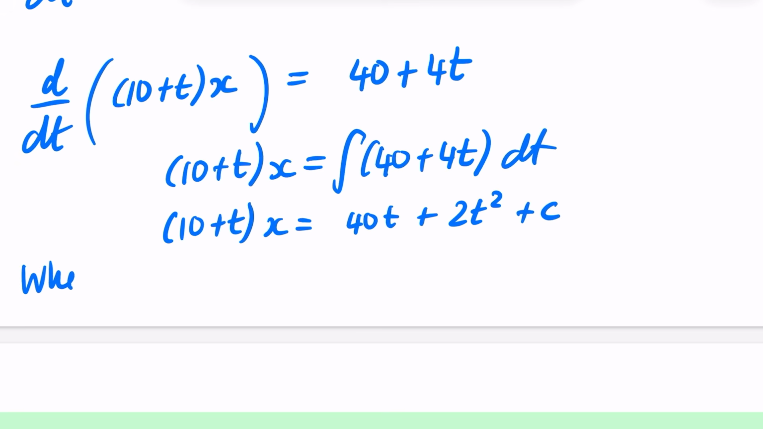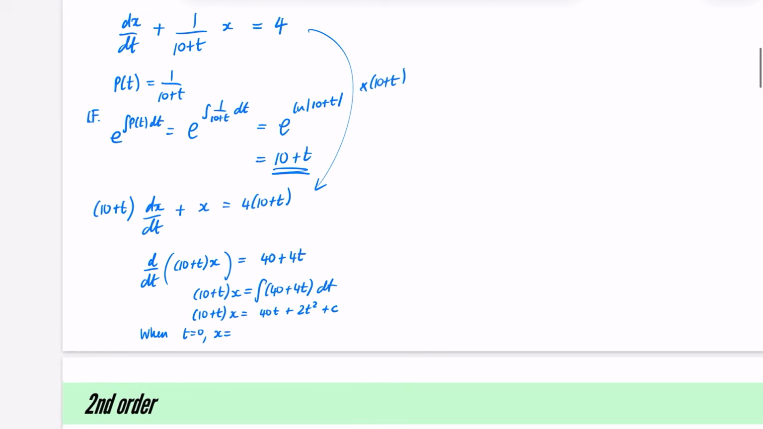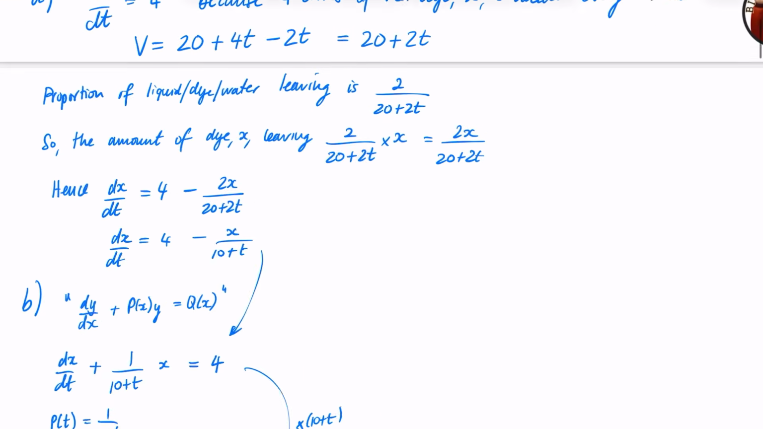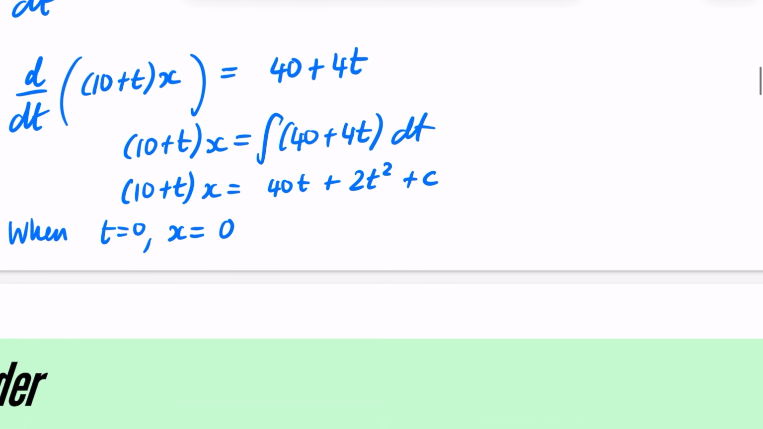And we know something. When the time is equal to 0, how much red dye was in the tank? How much red dye was in the tank when it started? Oh, it was just pure water. There was no red dye solution at all. So we can say that x is going to be equal to 0. So to find out what c is, on the left it's just a 0. We then get a 0 plus c. So c is equal to 0.